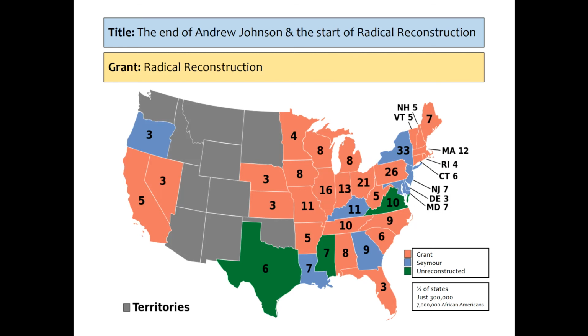Radical Reconstruction, okay, this is the election between Ulysses S. Grant and Seymour. We can see the scale of his win. He wins 3/4 of the states, but when you look closer at this, you actually realise that Seymour was very close. Just 300,000 votes were separating Grant and Seymour. The reality of it is that this victory is really down to the 7 million African Americans that voted for Grant, and that shows to the Democrat Party the extent that the African American vote needs to be tackled or needs to be captured, and it shows the importance of that vote to the Republicans.